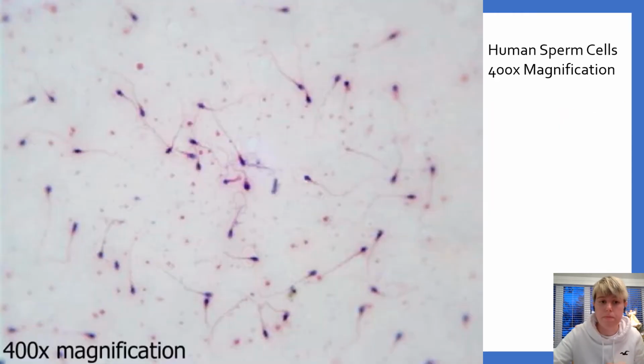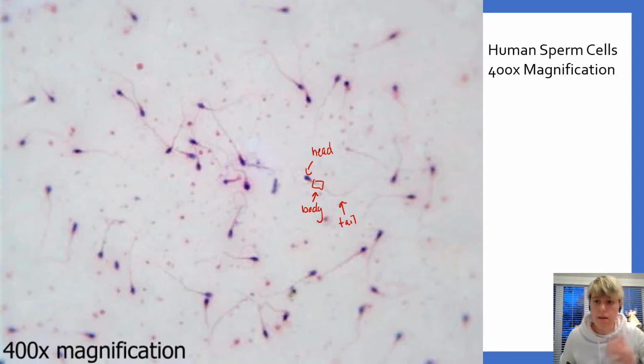This is a view of human sperm cells at 400 times magnification. We can see the dark structures right here. That's the head of our individual sperm cells. Then down here, this is our tail. And this component right here would be the body. So again, these are the gametes, the reproductive cells that are found in biological males.